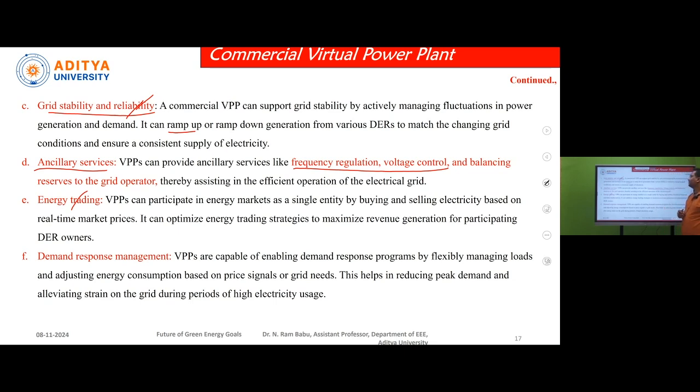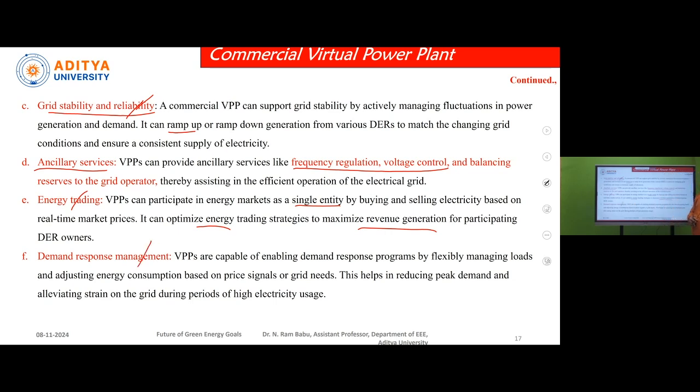Energy trading means we are trading energy as a single entity, so that buying and selling will take place with the DERs in such a way that the maximum optimization of energy is strategized, considering the maximum revenue generation for the DER owners. Next one is demand response management.